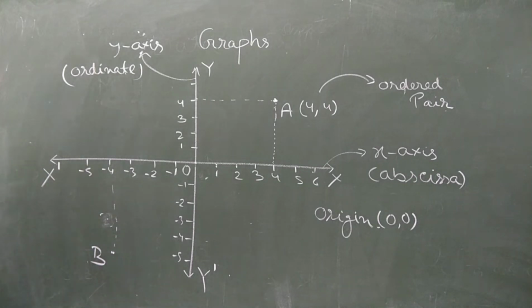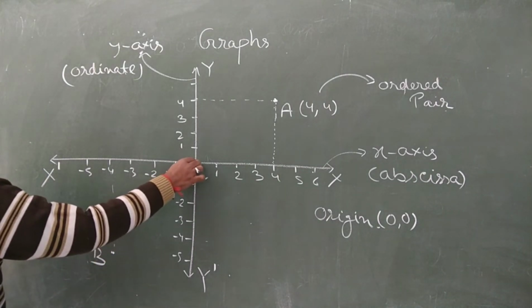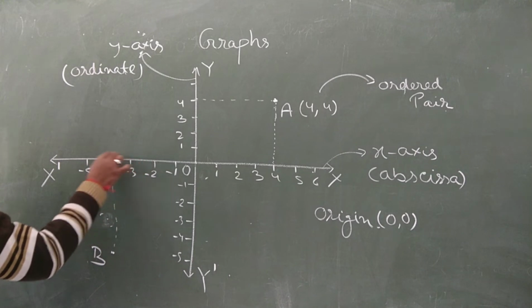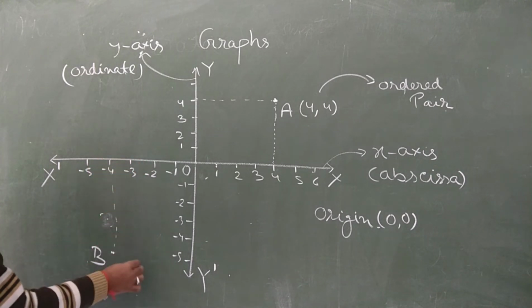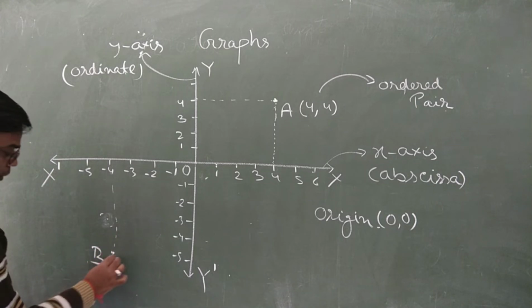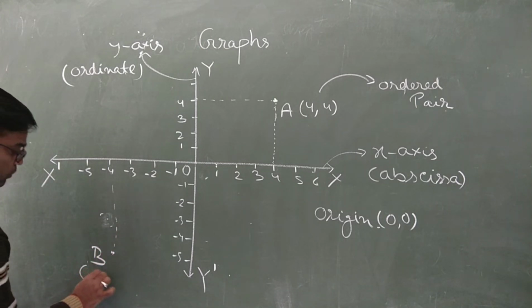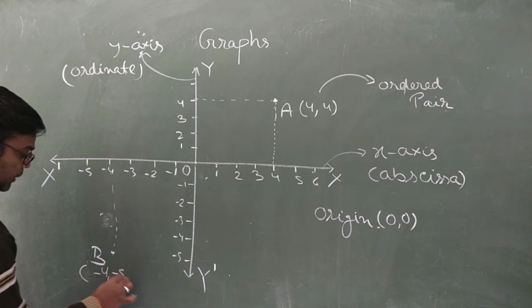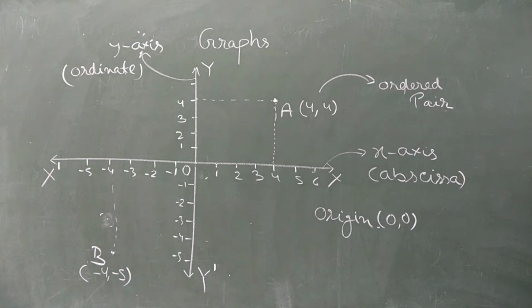So what is the location of B? Along the x-axis we move -1, -2, -3, -4, and along the y-axis we move 1, 2, 3, 4, 5. So the pair is -4, -5. So this is the address of two different points A and B on a graph.